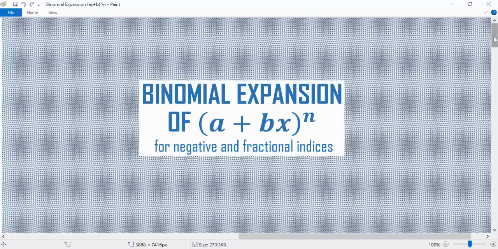Today we're going to be looking at finding the binomial expansion of something of the form a plus bx to the power of n, where n is a negative or fractional index. So let's get going and start by looking at that.